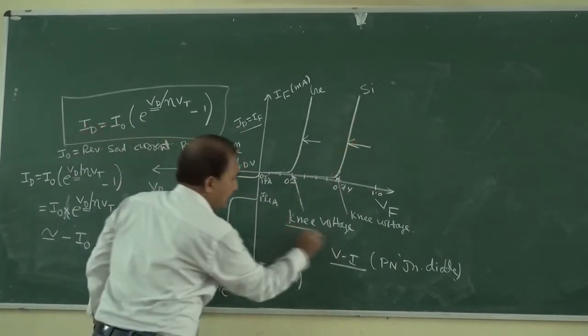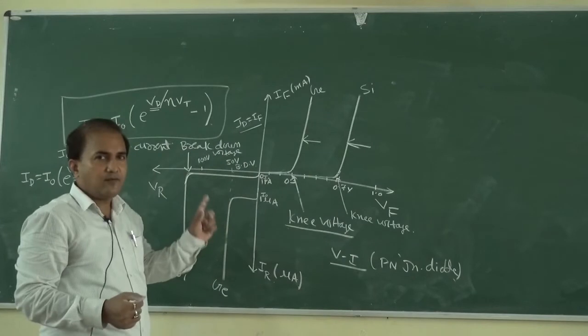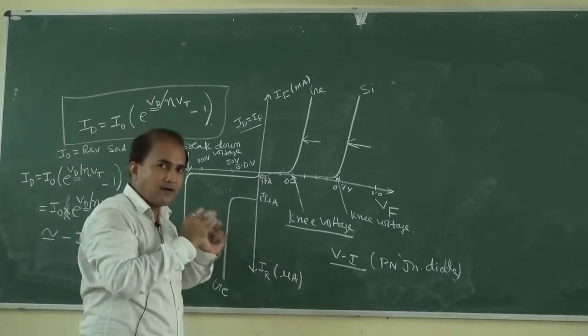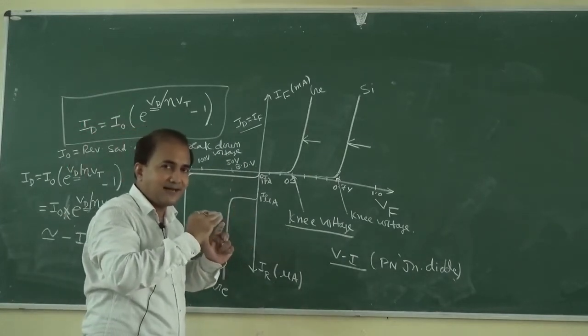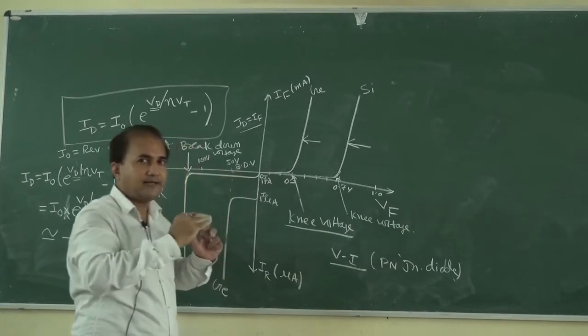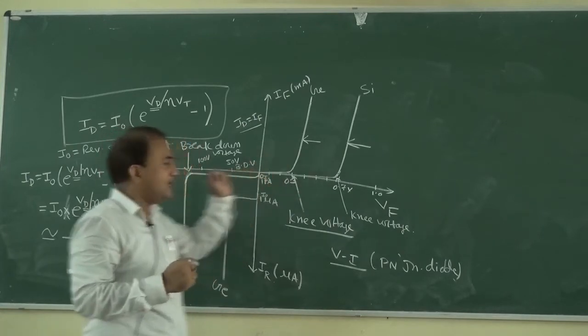So this is knee voltage. What is knee voltage? Knee voltage is the voltage after which the current rises exponentially. The forward current rises exponentially.